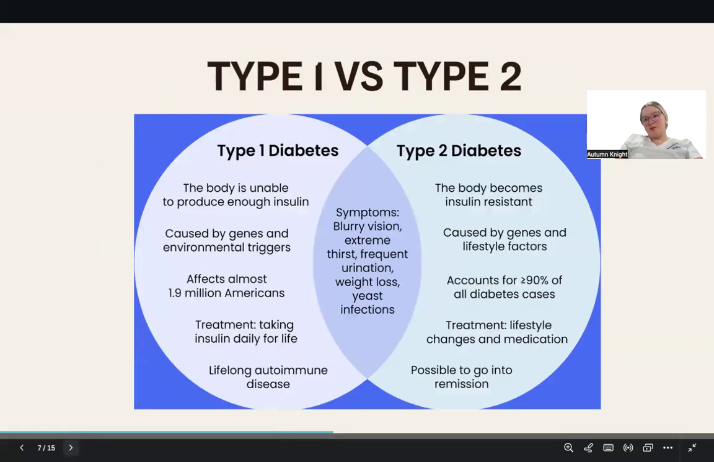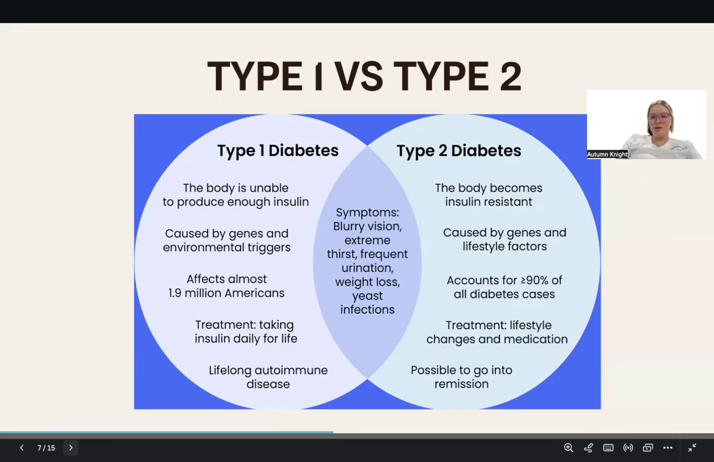So looking in comparison, just a little background on diabetes. So type 1 diabetes is an autoimmune response. So it's basically the immune system attacking the pancreas. So the body is unable to produce enough insulin, and it affects about 1.9 million Americans. And the treatment for this is you're taking insulin every day because your body is not producing it anymore, and it's a lifelong disease.